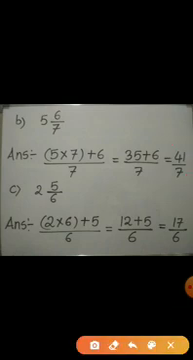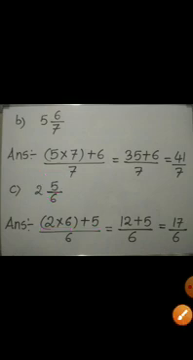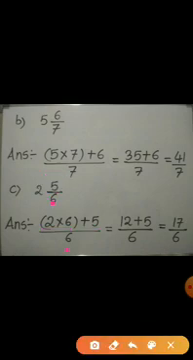Now coming to the third, here the mixed fraction is 2 and 5 by 6. Now to express this mixed fraction as an improper fraction, first we multiply the whole number and denominator. So it's a 2 into 6. Then we add numerator to it, plus 5. And then we keep the denominator as it is.